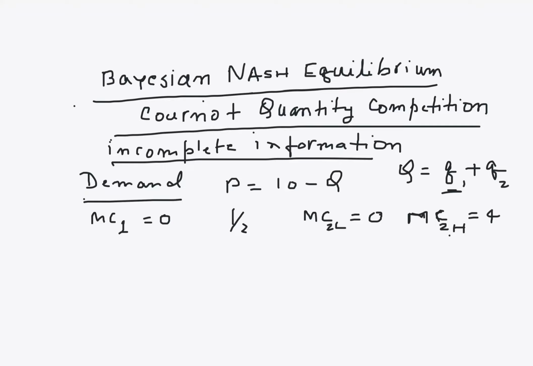So firm 2 knows its type, whereas firm 1 knows only the probability that the low type and high type will occur, right? So firm 1 knows that the probability of firm 2 being a low cost type is 1/2 and being a high cost type is 1/2. So that's revealed to firm 1. But firm 1 does not exactly know whether it's dealing with the high cost type or the low cost type of firm 2.